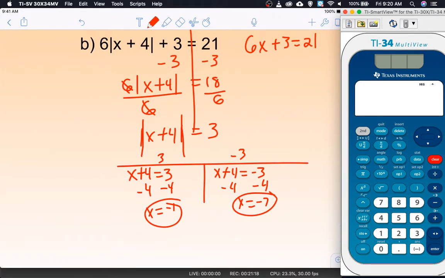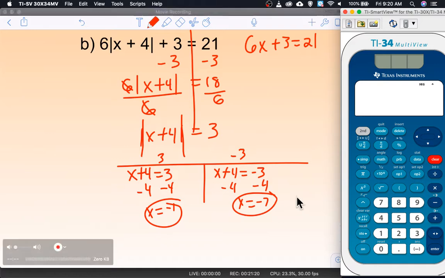The whole thing start to finish. I isolated the absolute value by getting rid of the junk on the outside. You get rid of pluses using minuses. You get rid of multiplies using divides. Once it was by itself, we separated it into the 2 separate equations. One is where this stuff, I'm making it equal a +3, and one is where I make this stuff equal a -3. I solve both of those, and I find the solutions were when x is a -1 and where x is a -7.